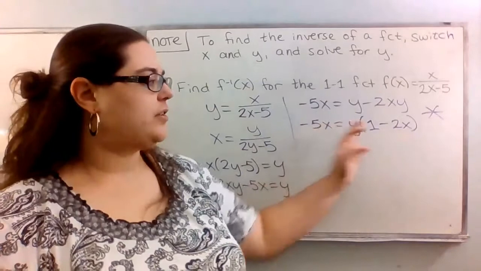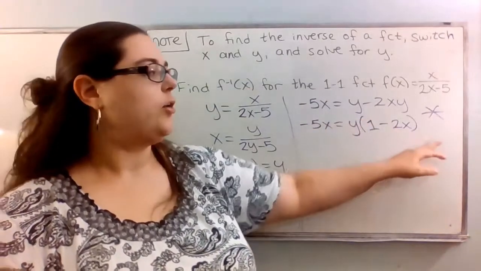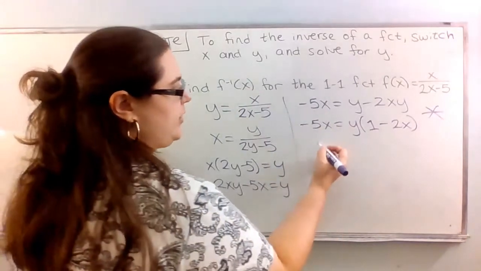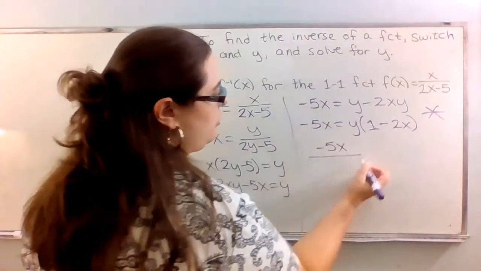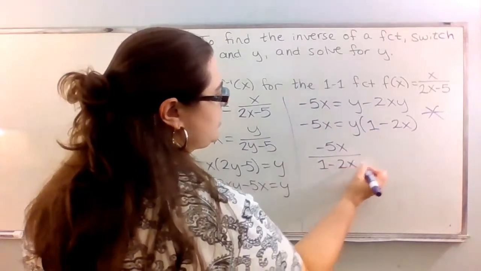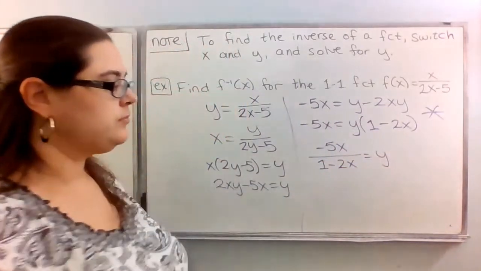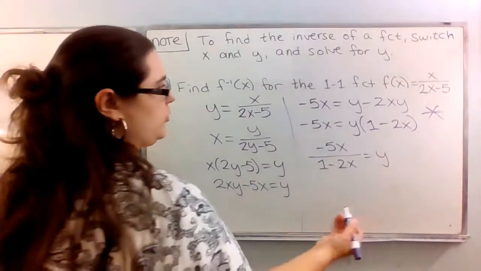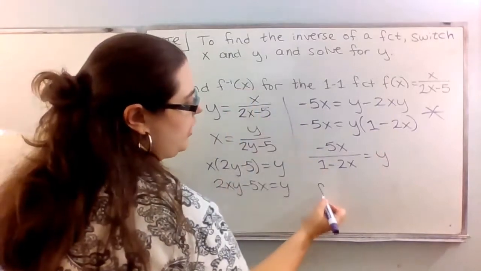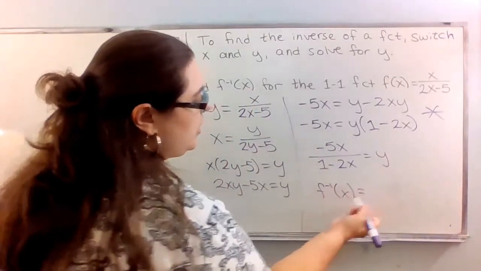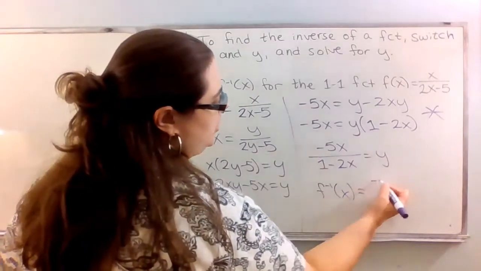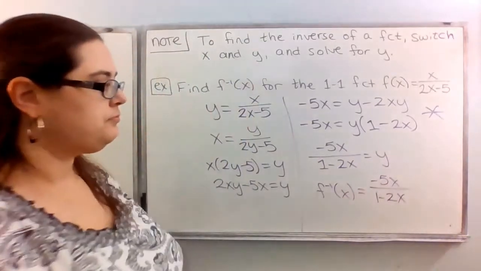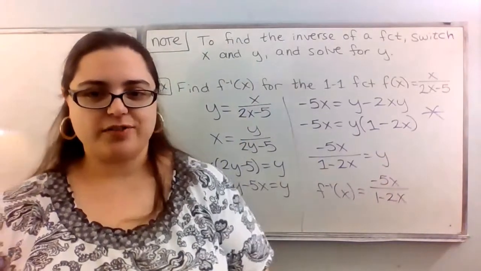So now that we have y times something on the right, we can divide both sides by that something, and that will give us y. So we end up with negative 5x over 1 minus 2x is equal to y. Then if you want to finish this up, you'll use your inverse notation. So f inverse of x is equal to negative 5x over 1 minus 2x. There we go. That's our inverse function.